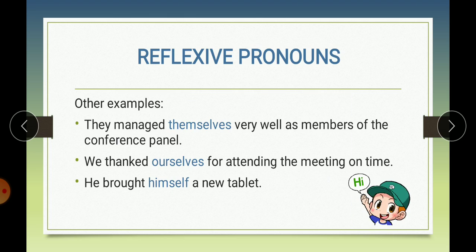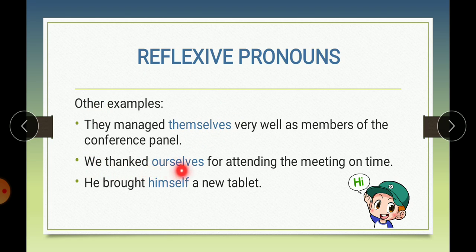Let's see some more examples. They managed themselves very well as members of the conference panel. Now here, they is a personal pronoun and themselves is a reflexive pronoun. So जब भी सेंटेंस में they आएगा, reflexive pronoun themselves होगा. And they is a subject and themselves is an object and it is reflecting back to they.